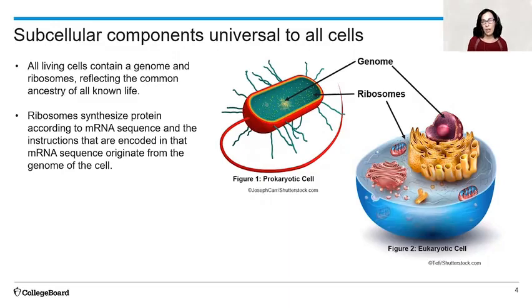Now, unlike prokaryotic cells, the genome of eukaryotic cells is enclosed in a membrane-bound structure called the nucleus, which you can see here in figure 2, which is a distinguishing feature of eukaryotic cells. However, the ribosomes, which are found in both cell types, are not membrane-enclosed structures. So let's take a look and see what the structure of ribosomes is actually like.